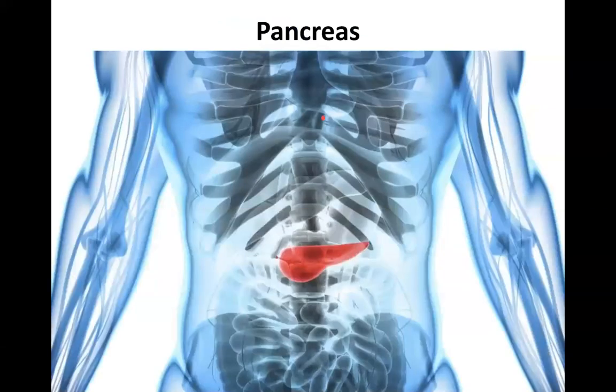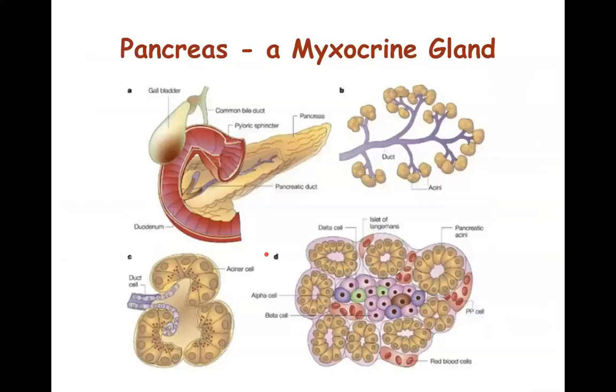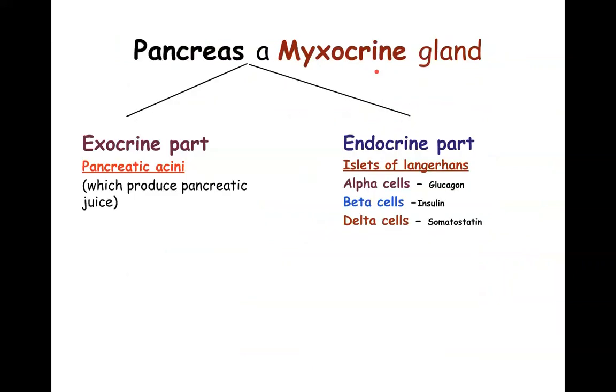The next gland which you are going to do is called the pancreas. Now, the pancreas is a gland which is unique. This gland I mentioned in the beginning. This is part endocrine and part exocrine. So the pancreas has a special name for itself. It's called a mixocrine gland. A mixocrine gland is a gland which has both endocrine as well as exocrine function.